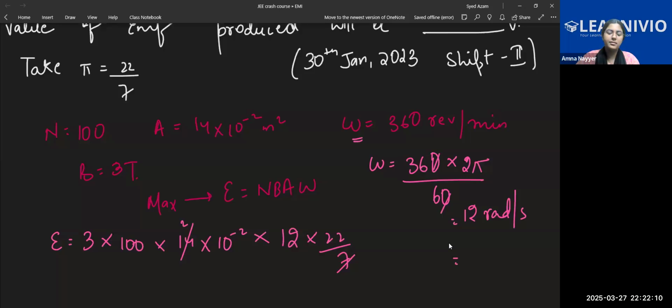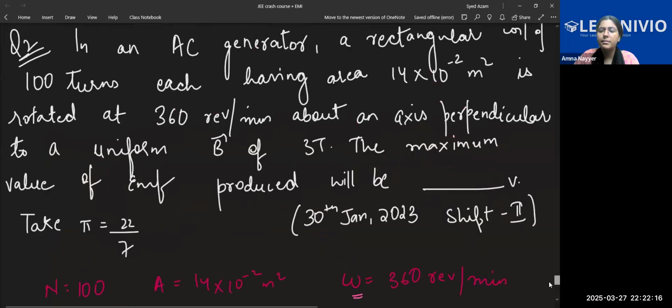First, you tell me the answer, because you just have to multiply it. So it's an easy question, formula-based question from AC generator. Please write down this. Tell me the answer. We'll start with alternating current now.